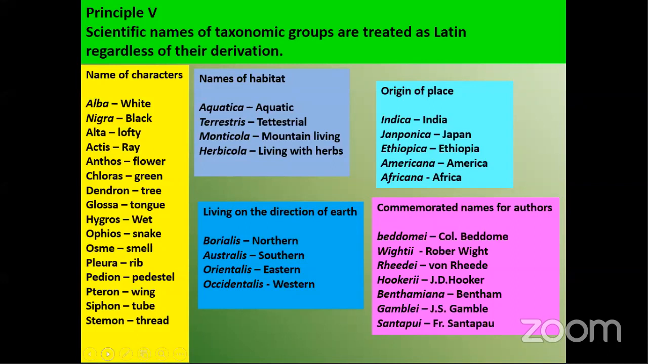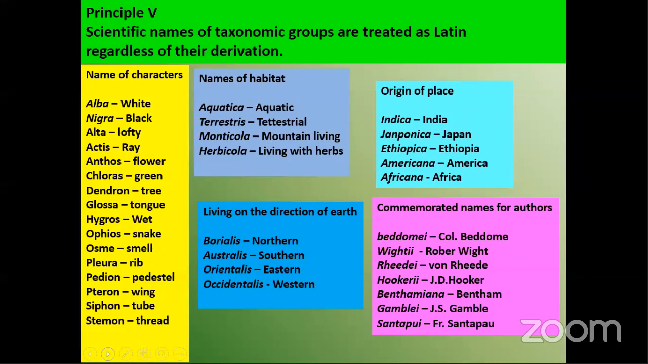We are giving the commemoration to someone. Beddomei for Colonel Beddome, Whitei for Robert White, or Reedii for one Reed, Cookei like that. So suppose every taxonomist, what do they feel? When we are describing a new taxon, a new species, we want to commemorate our teacher, our lover. You know, the same thing started from our Linnaeus. He named all the families, all the genera, most of the species only dedicated to his friends and family, who were all around him at the time.